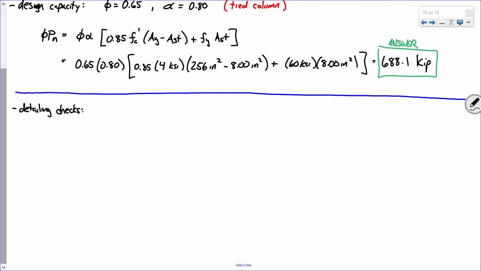All right, detailing checks. Let's start off with the steel percentage. Let's test your memory banks. It's got to be between what two values? The percentage of steel. Let me erase that and say steel percentage. So, how do we calculate that? It's the area of steel divided by the area of concrete. So that is 8 square inches divided by 256. And what is that?